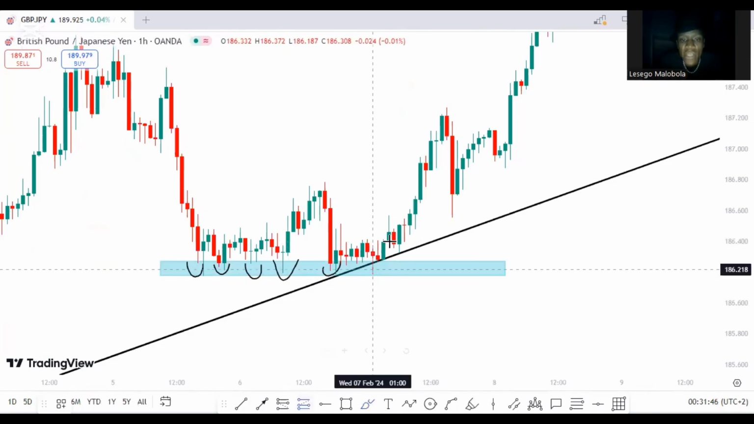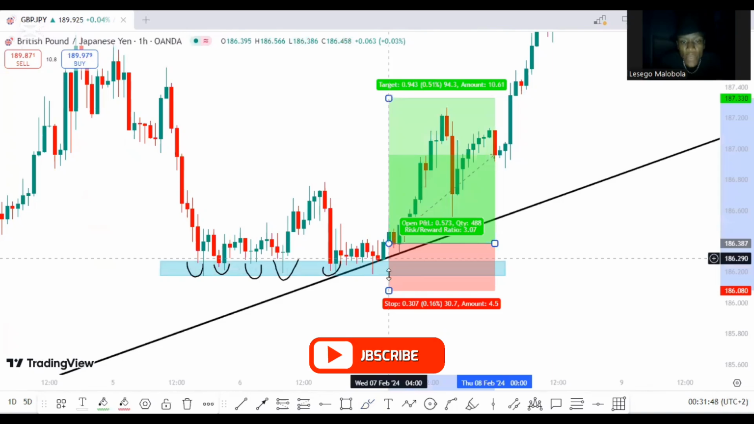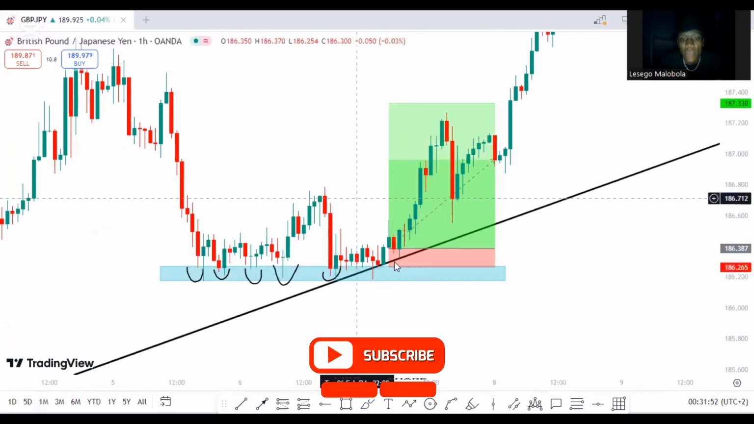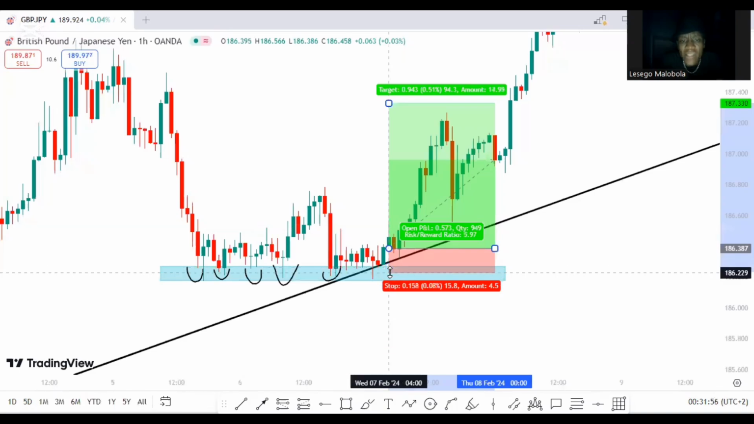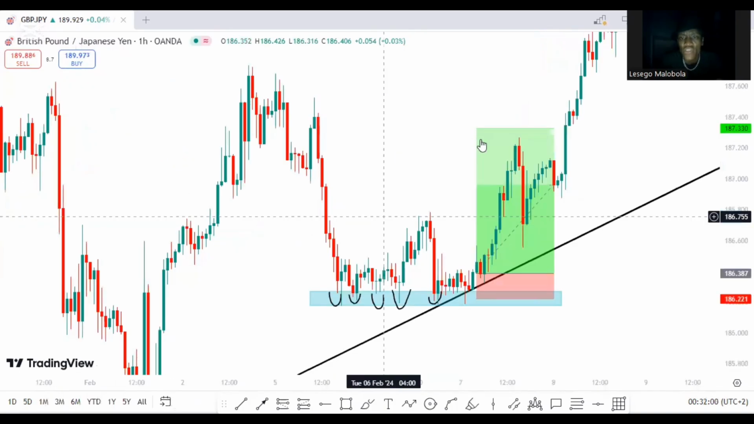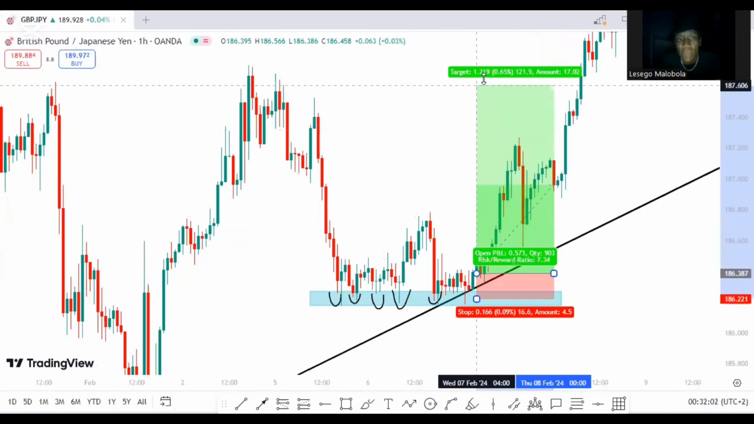So if we were to take our trade right over here, we would have our stop loss just below the engulfing candlestick, maybe even lower, just to give it room to breathe, because you can see the engulfing candlestick is not that big. So the stop loss shouldn't be that tight. You have to give it some room to breathe.